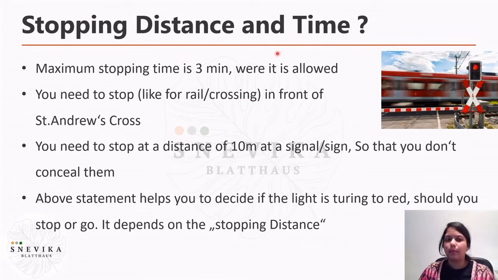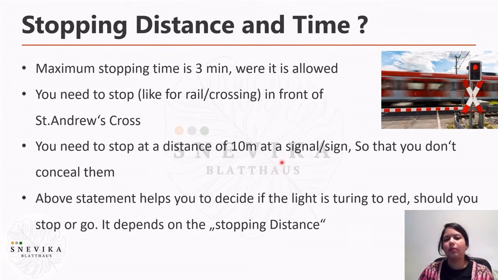Wherever you are allowed to stop, the maximum stopping time is 3 minutes. The stopping can be for loading and unloading of passengers or some goods, but you can only stop for a maximum of 3 minutes. And if there is a cross, called a Saint Andrew's cross, and it is available, then you should always stop in front of this. And for stopping at a traffic signal, or near a signboard, you have to maintain a distance of 10 meters so that you don't conceal those signs for the other vehicle.